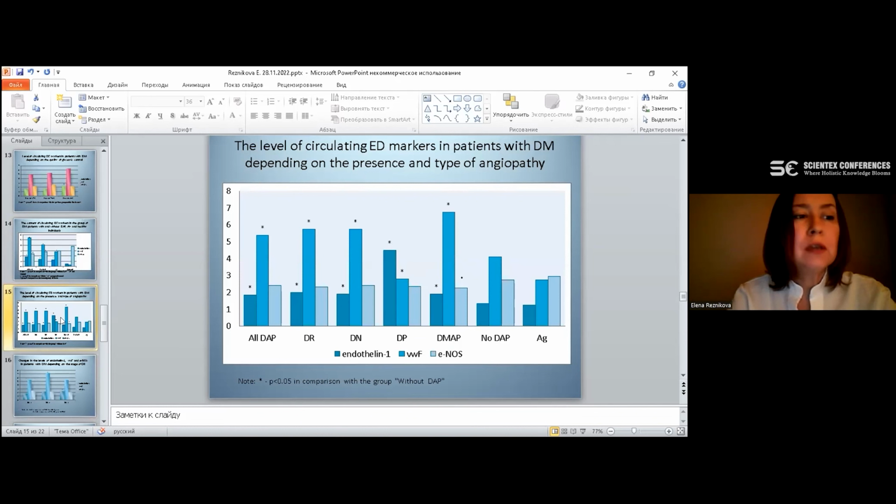It should be emphasized that in the group of patients with diabetes mellitus, in the absence of diabetic angiopathy, the changes in the studied parameters differed from those in the group of patients with hypertension, which mainly indicate the activation of the endothelium and the development of endothelial dysfunction in the early preclinical stage of the vascular damage.